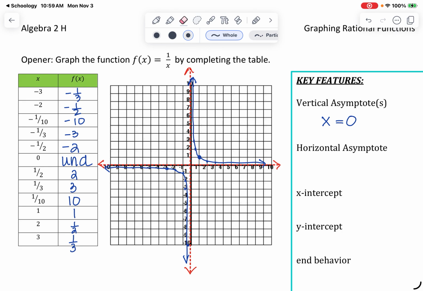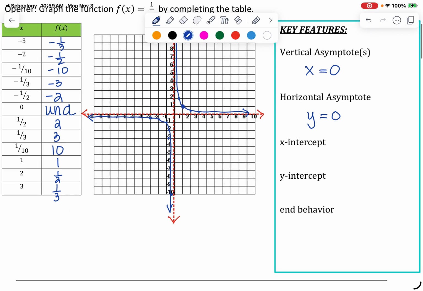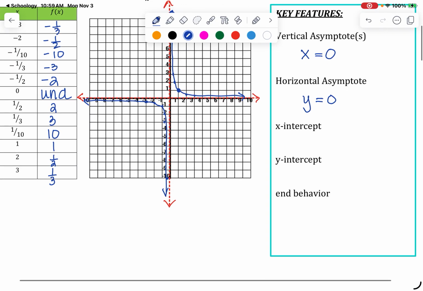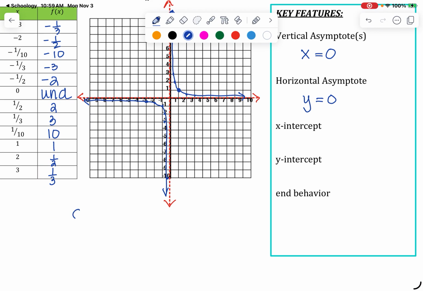We also have a horizontal asymptote at y equals 0. If you think about y, once again, we know that x can't be 0 because we can't divide by 0. But if we plug in 0 for y, it's asking you, when is this fraction going to be equal to 0? And that's never. In order for a fraction to be equal to 0, the numerator has to be 0. So the function also is undefined at y equals 0.